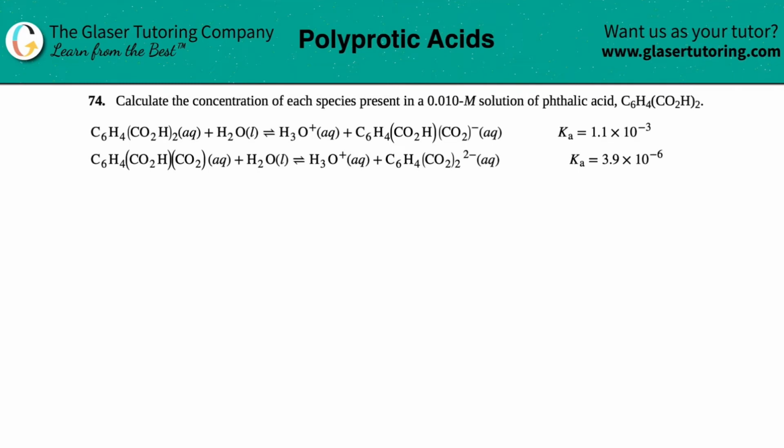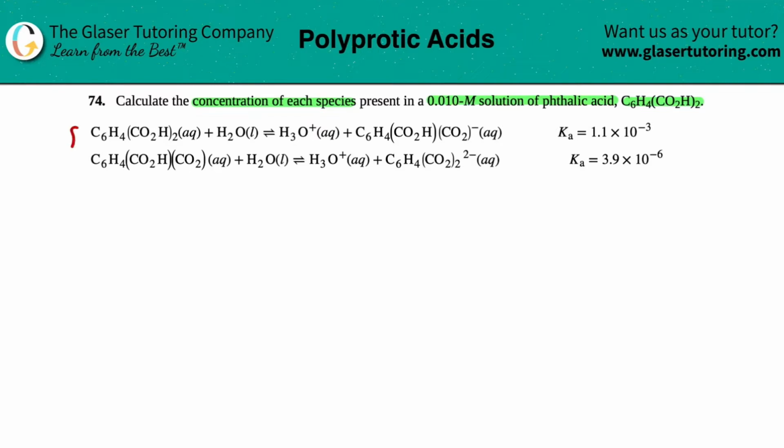Number 74. Calculate the concentration of each species present in a 0.01 molar solution of phthalic acid, which is C6H4(CO2H)2. Okay, thank goodness they gave us the balanced equations because this would have been a little rough, right? But I think it's going to be a little rough anyway, so strap in those seatbelts. But we got this, right?